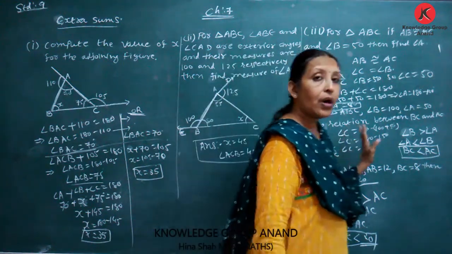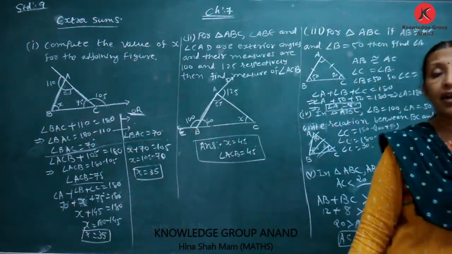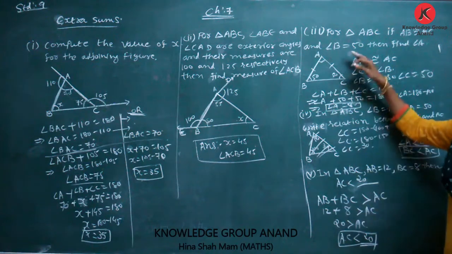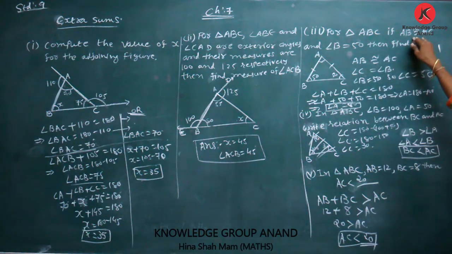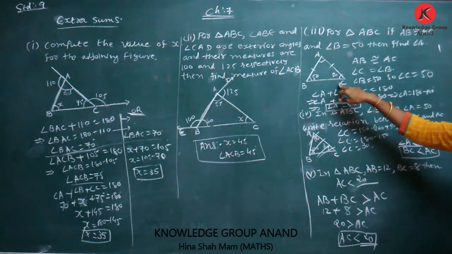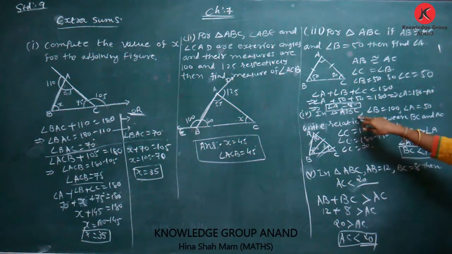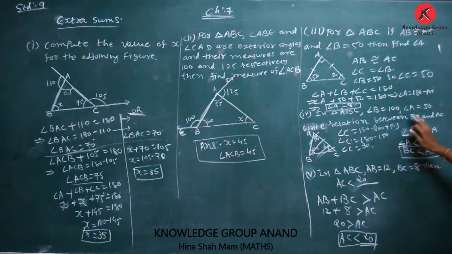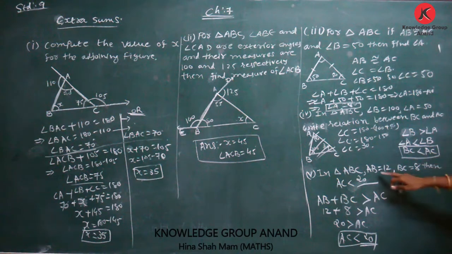Here we used our properties. If two sides are equal, then their opposite angles are equal. In this question, the opposite side of the greatest angle is greatest, then smaller. In this question, we use that the sum of two sides is greater than the third side.